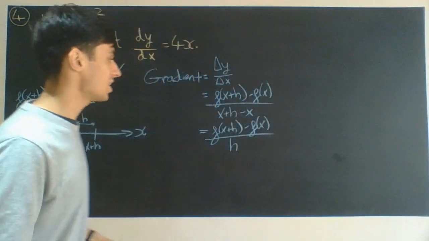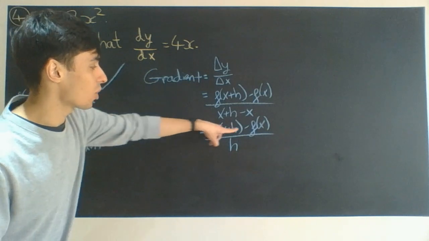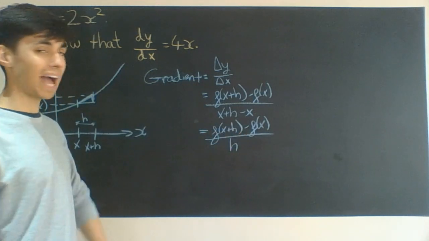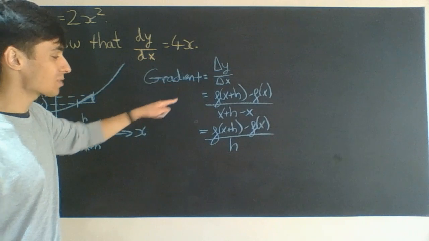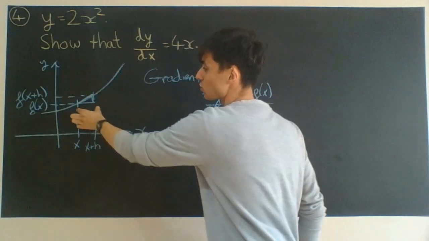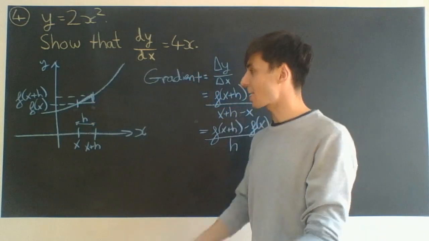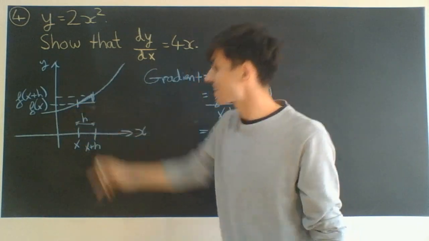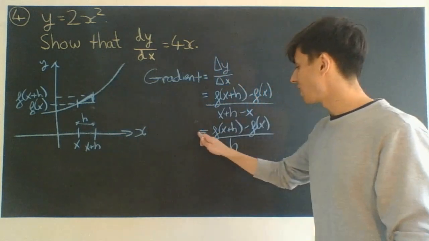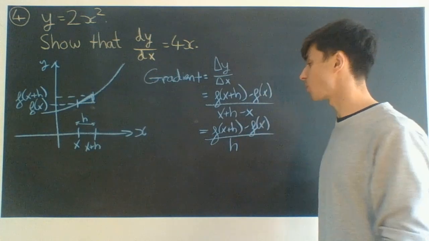But where differentiation comes in is that we've got a limit now. And what this means is that as we make h smaller and smaller, we're bringing these two points closer and closer together. That gets us the actual gradient at this exact point when h becomes super small, infinitesimally small.